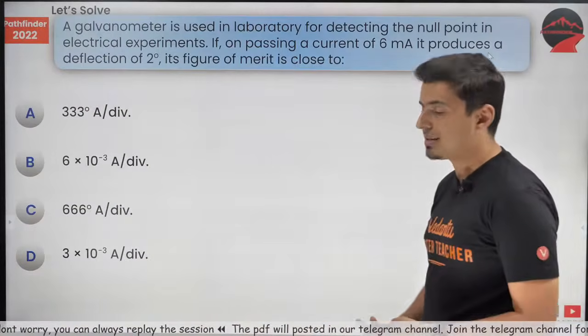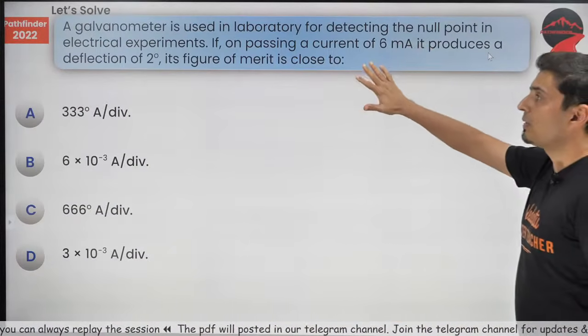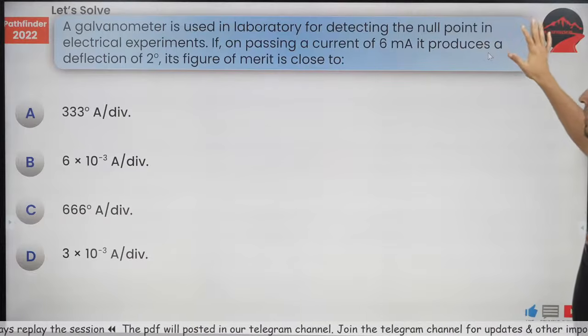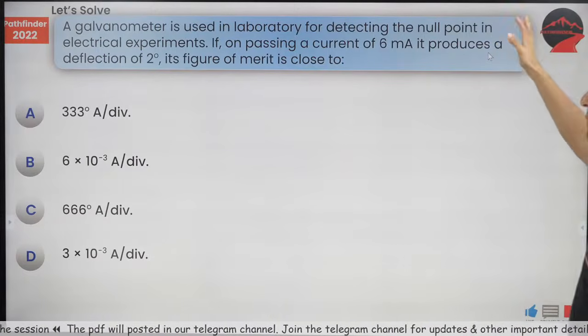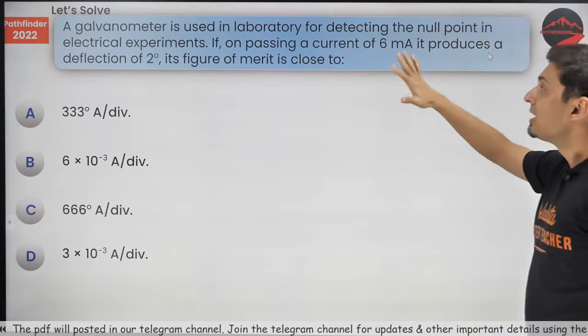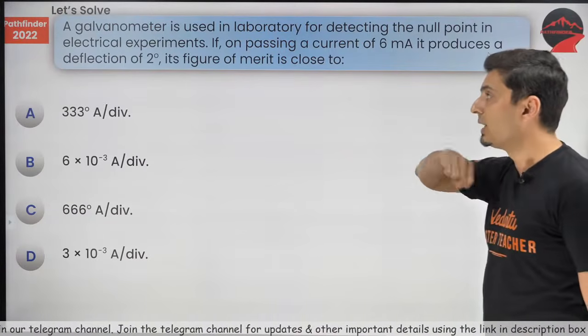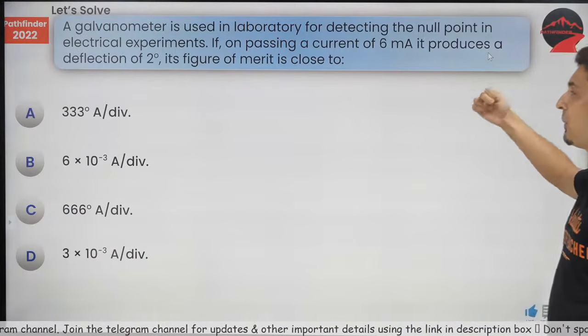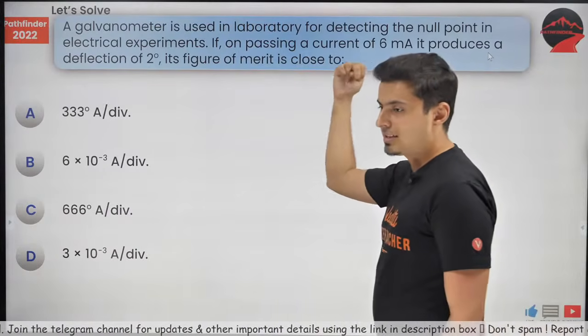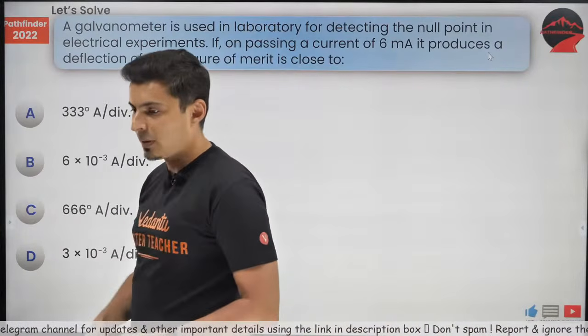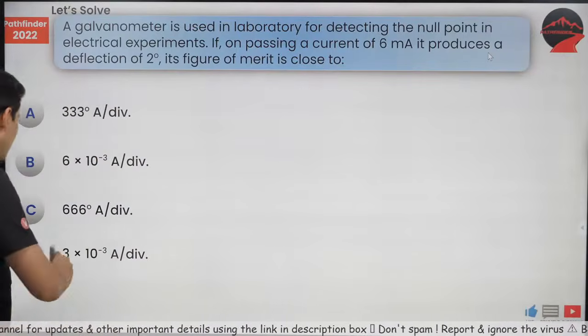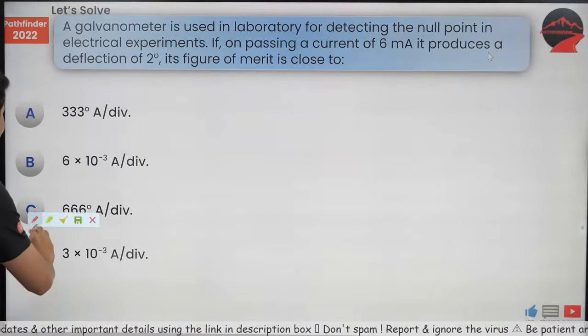So the first question is up on your screen. There is a galvanometer which is used in laboratory for determining the null point in electrical experiments. When you pass a current of 6 milliamperes, it produces a deflection of 2 degrees. What is the figure of merit close to? Let's see how many of you can get. Come on, think carefully. What will be the figure of merit?